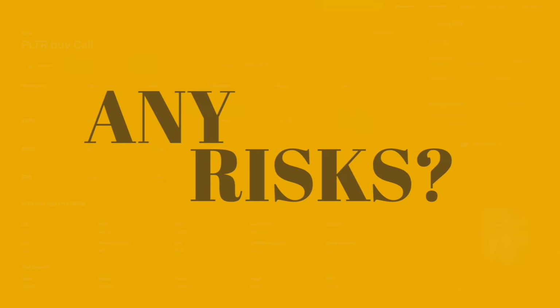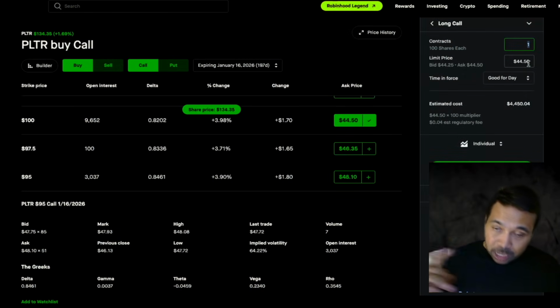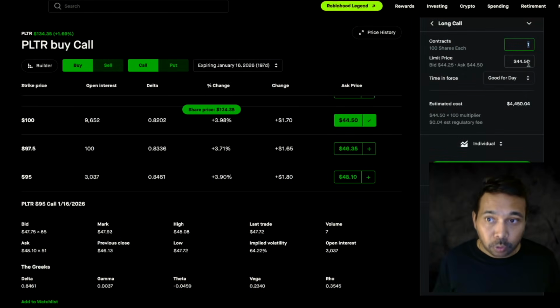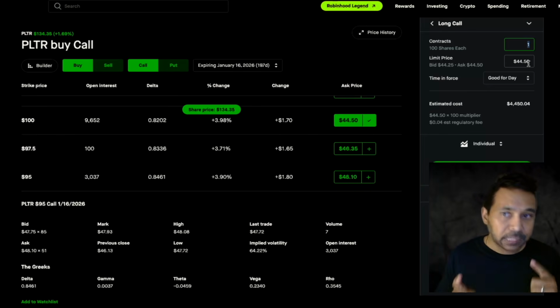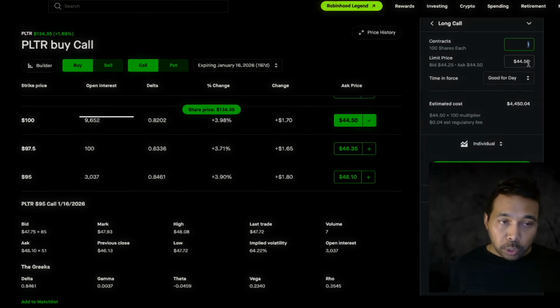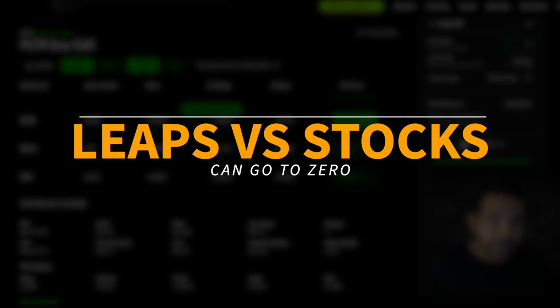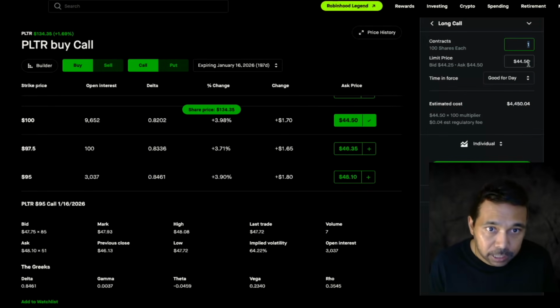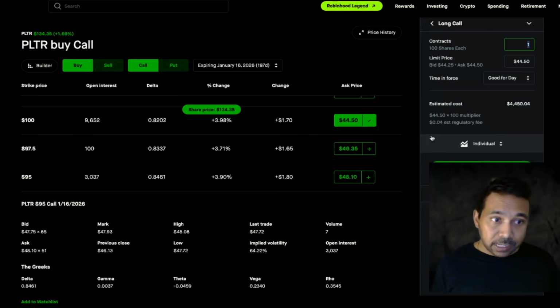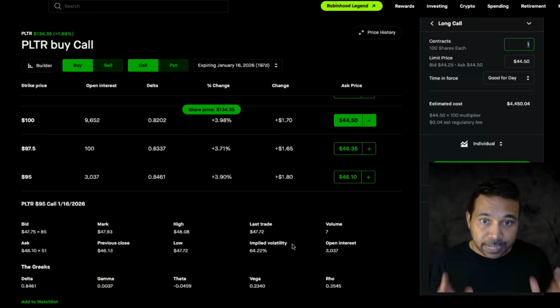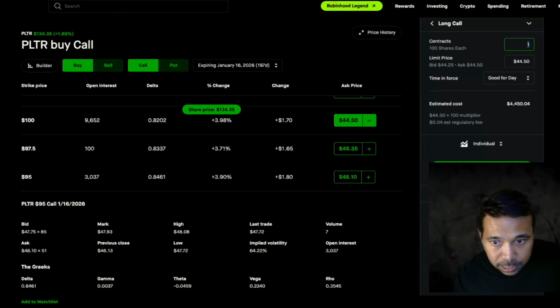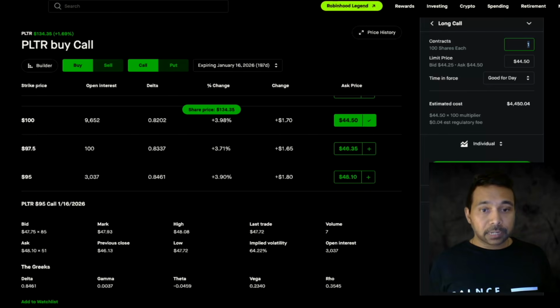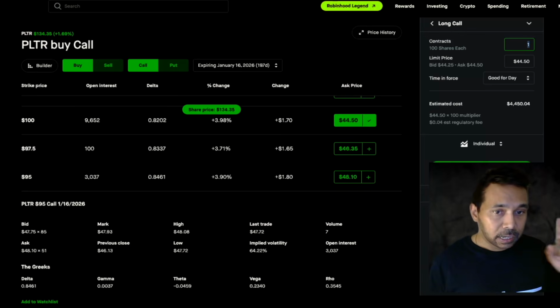Now, some risk. We should always talk about risk. If leaps are so good, why doesn't everyone buy them? There are a couple of points. The first thing is, as I said, you're not owning anything. You do not have any stocks, it's just a contract. So if January 16th hits and Palantir is still below your strike price, you're going to lose all that money. That's the risk. It's a limited risk, as I said, but still it's a risk. That's the number one point.